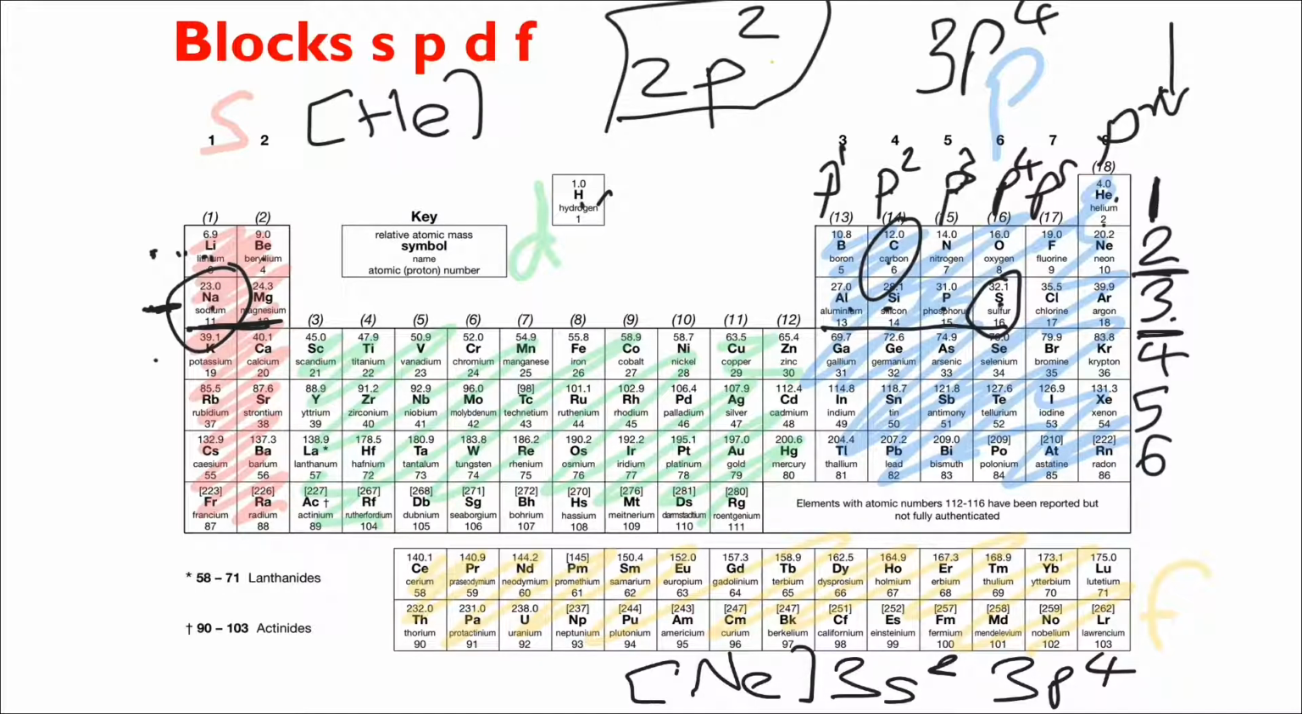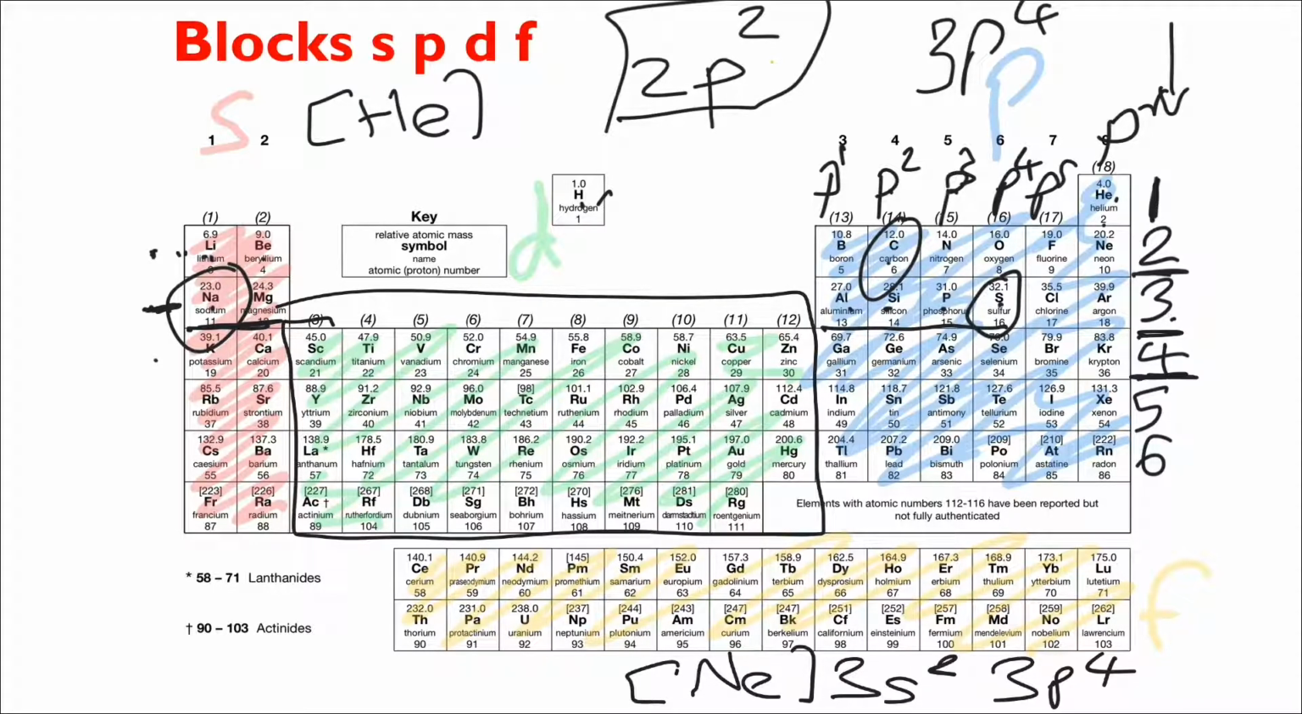What I will say is when you come to do the D subshell, unfortunately this doesn't quite work because these are not the 4D electrons, these are 3D electrons. So these are 3D1, 3D2, 3D3, 3D4, etc.